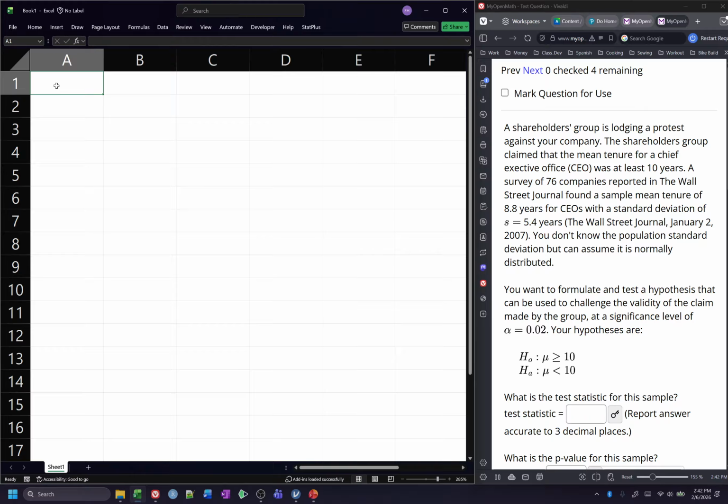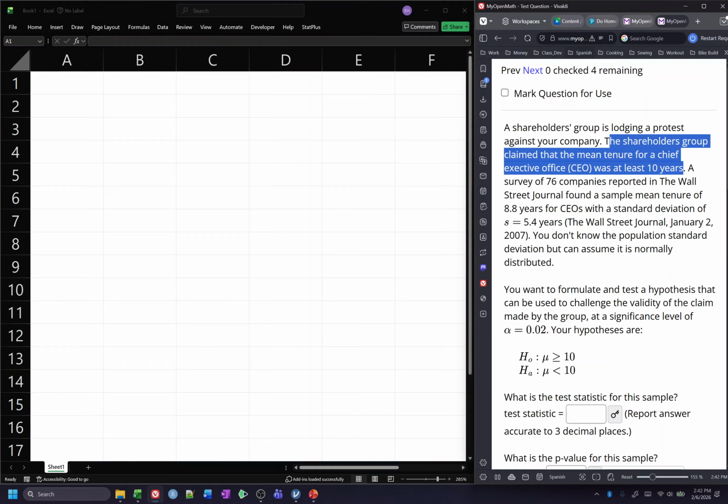So how did we get those null and alternative hypotheses? Well, if we look up in this problem, the null and alternative hypotheses will always be established in the scenario. From here we see that the shareholders group claimed that the mean tenure for a chief executive officer was at least 10 years. This is the baseline claim that they are running off of, which becomes our null hypothesis. The alternative hypothesis is in contradiction to this. It says you want to formulate a test that can be used to challenge the validity of this claim. That translates to a test in opposition to this baseline assumption.